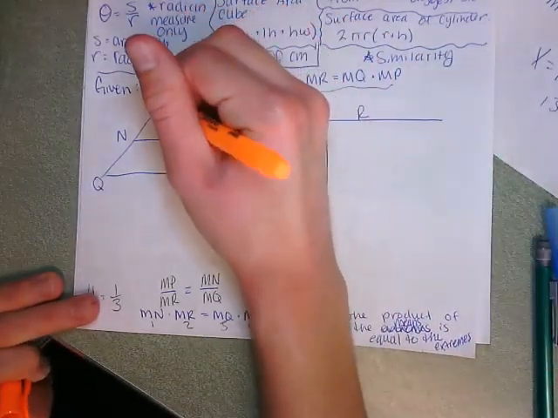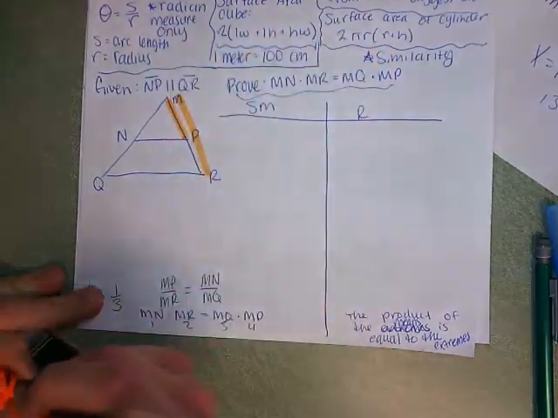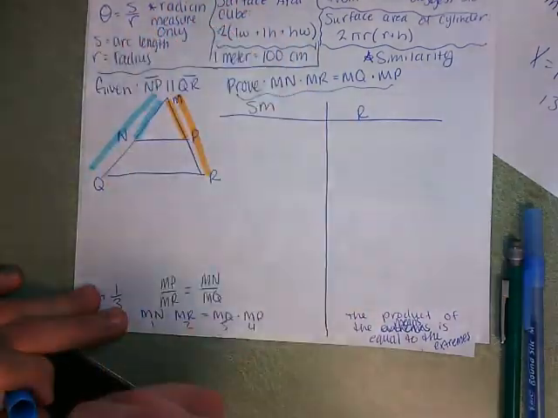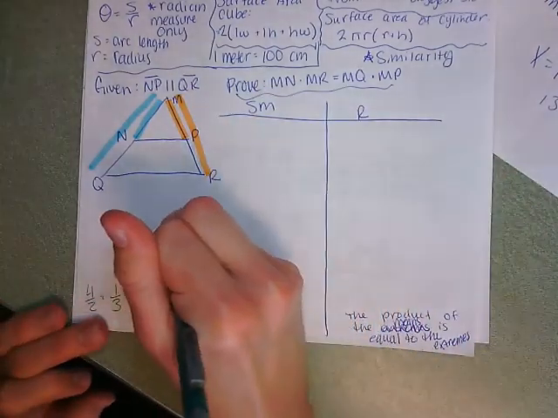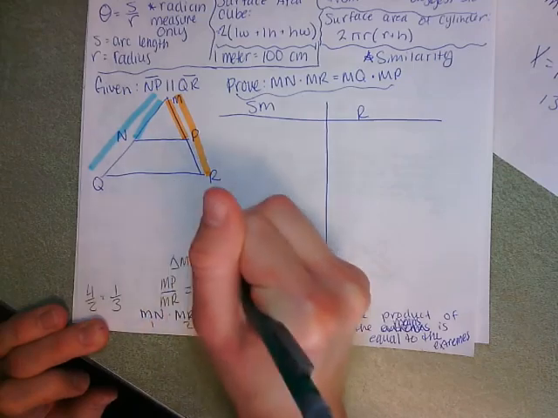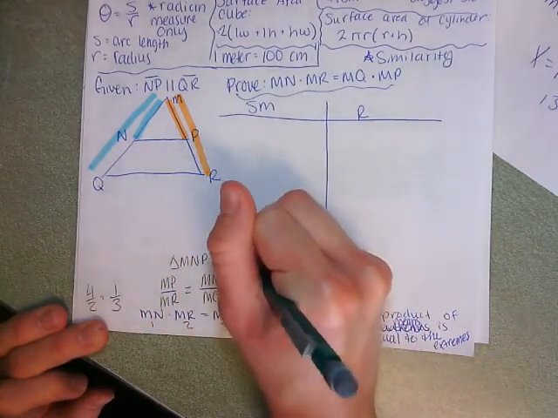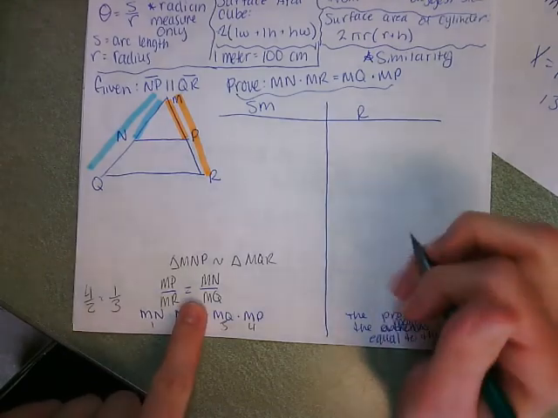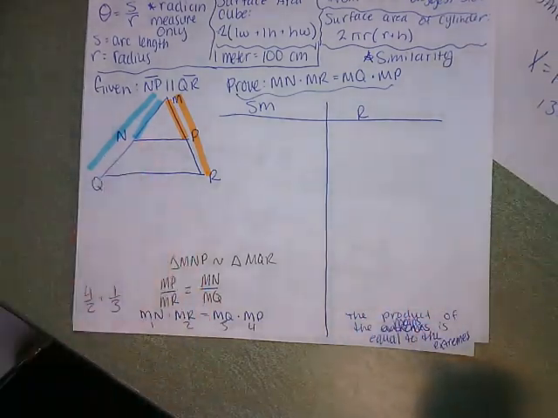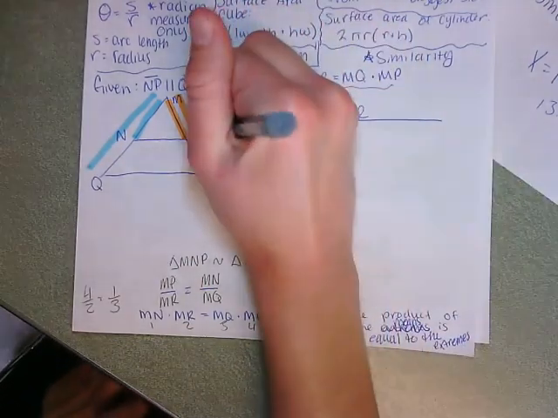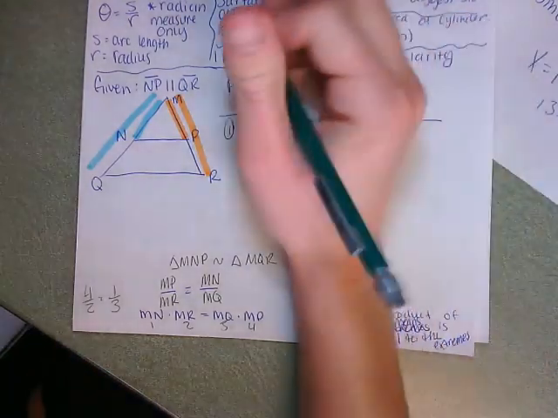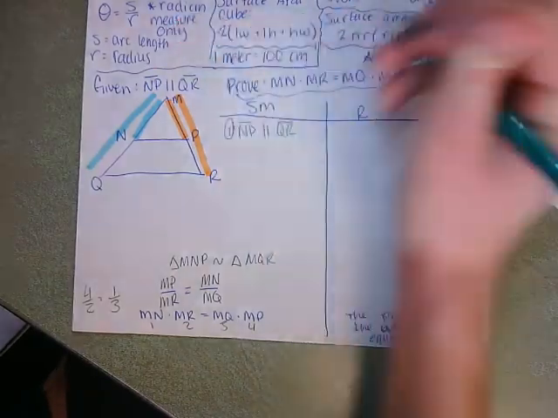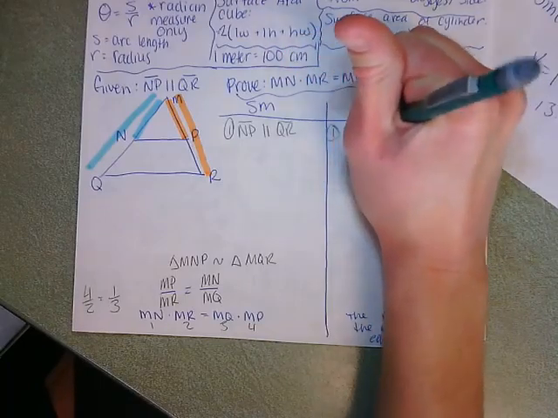So we have NP over MR, and we have MQ over MN. It looks like we have to prove triangle MNP similar to triangle MQR. Now our reasoning for this, we'll come back to, but let's go through this proof and see what we got here. So we are given NP is parallel to QR. So this is our given.